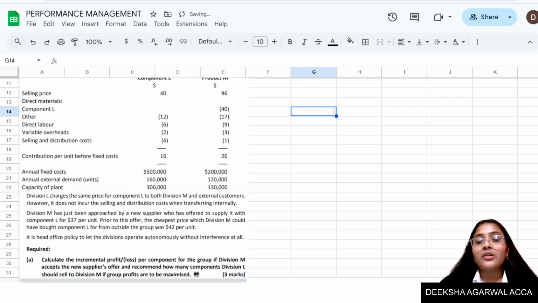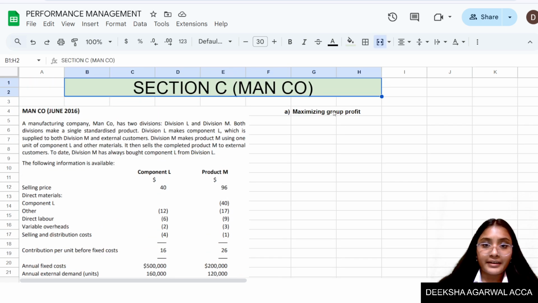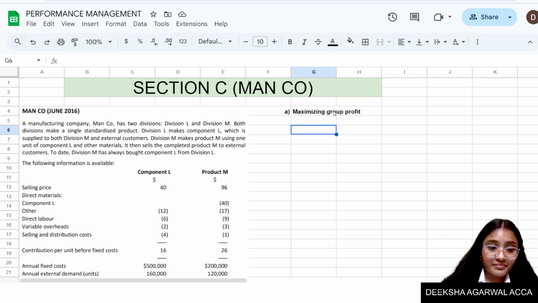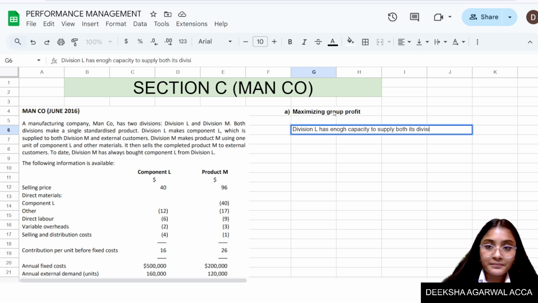Therefore, the incremental cost of the group by buying externally will be high, isn't it? So you can write it down that division L has enough capacity to supply both its division M and external customers.